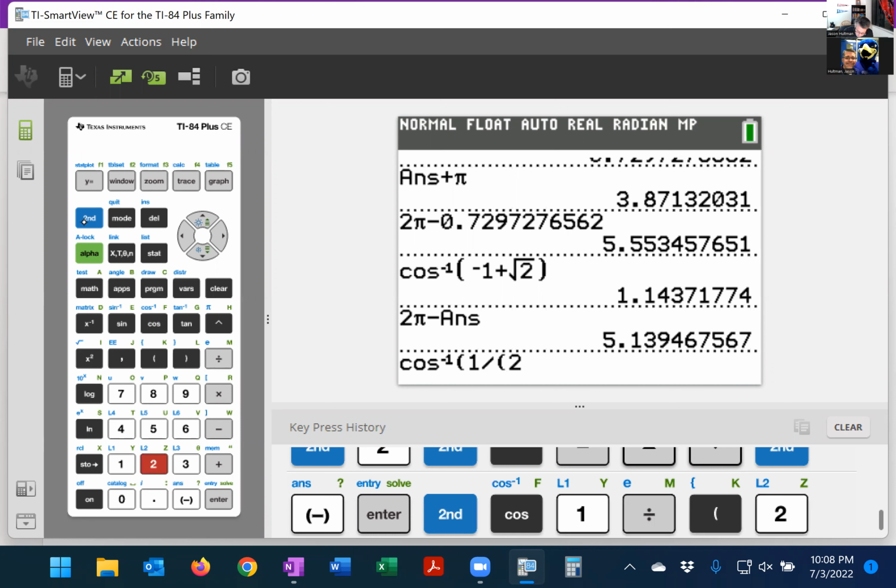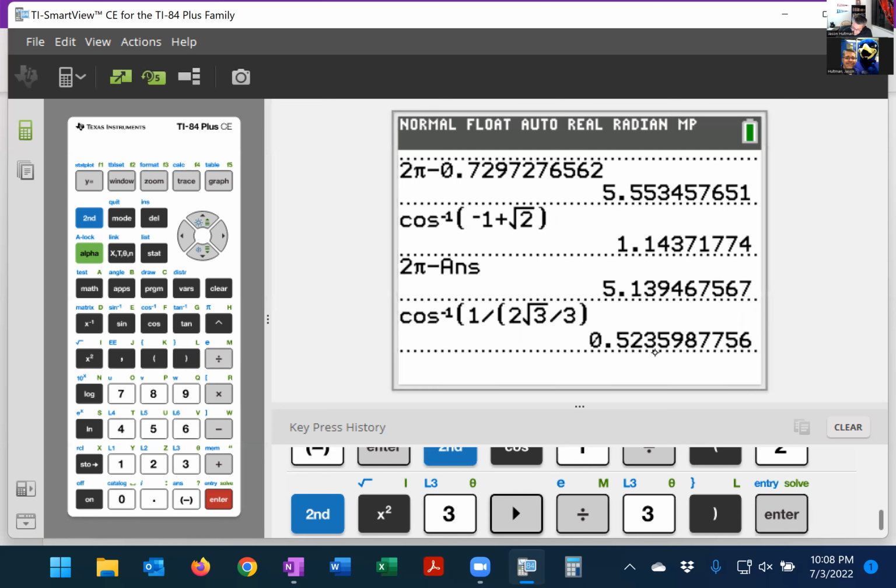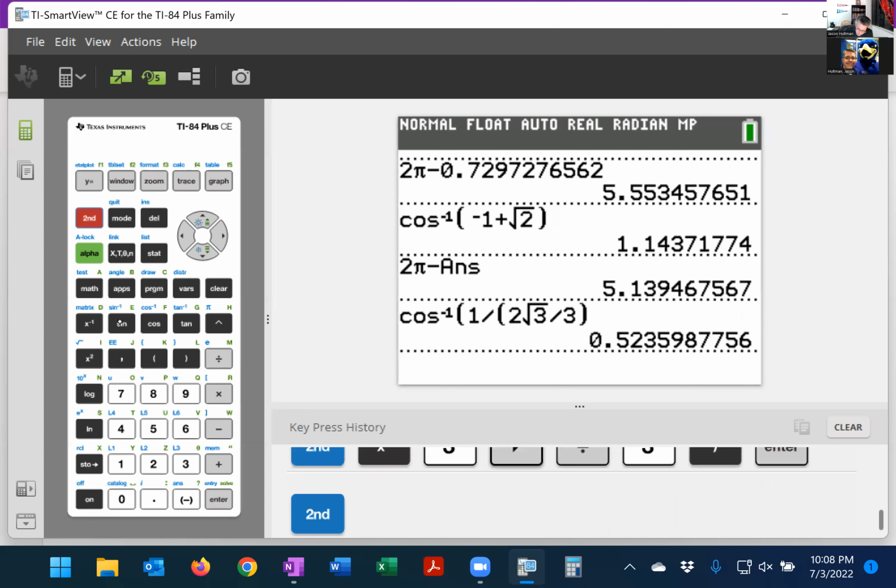So that's the inverse secant, and they're saying that that should equal the inverse cosecant of 2. Let's find out what that equals. That equals 0.52. The inverse cosecant is the inverse sine of the reciprocal of 2, which is 1/2.